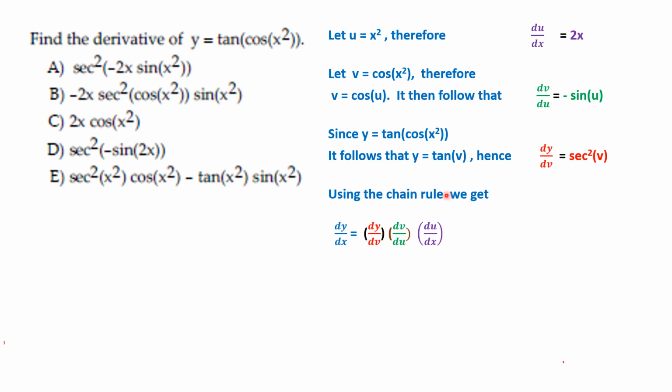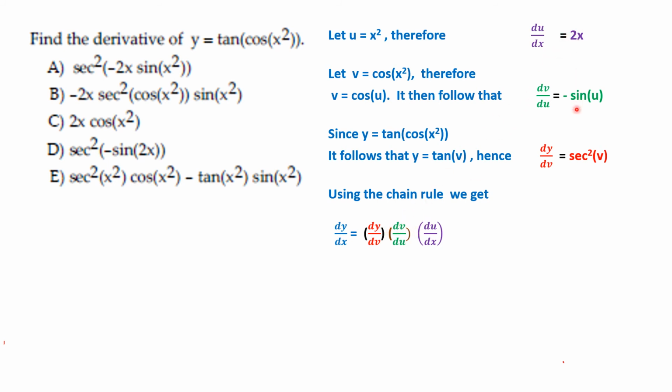For the chain rule, we say dy by dx equals dy by dv multiplied by dv by du multiplied by du by dx. And we have the values for each, and they are color coded. So dy by dv is right here, dv by du is right there, and du by dx is all the way there. All we have to do is replace each one of these by its value on the right hand side.